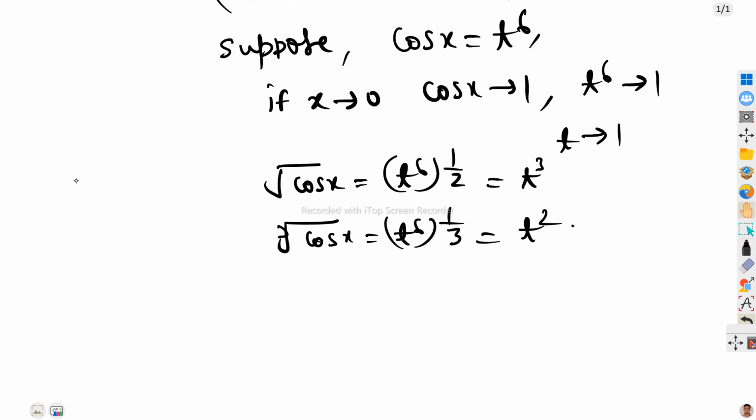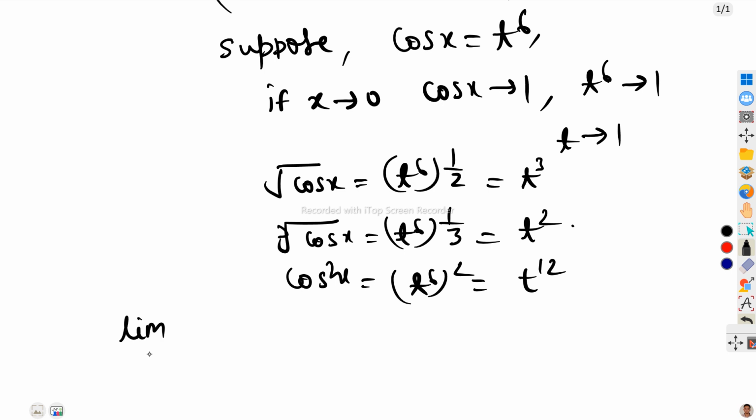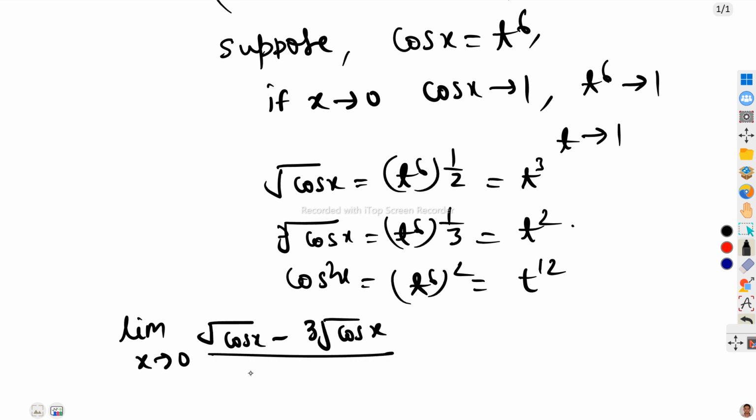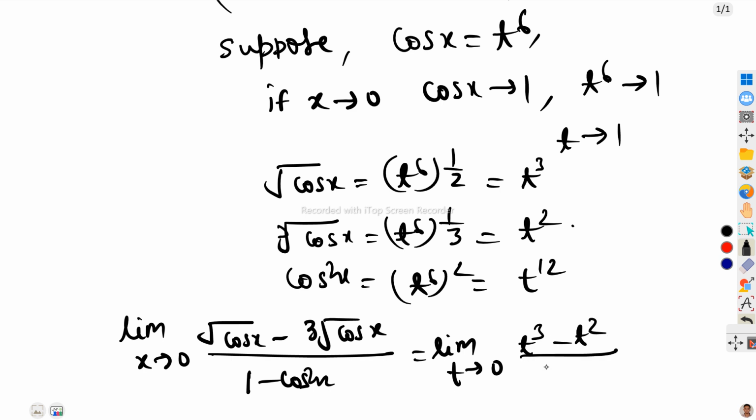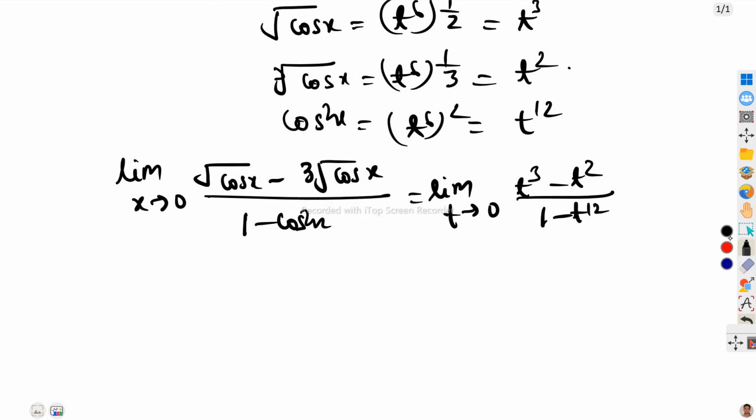And cos square x equals t raised to power 6 raised to power 2, and this is t raised to power 12. So the above limit changes to: limit x tends to 0 of square root cos x minus cube root of cos x upon 1 minus cos square x equals limit t tends to 1 of t cube minus t square upon 1 minus t raised to power 12. Again, this is in the 0 by 0 indeterminate form.